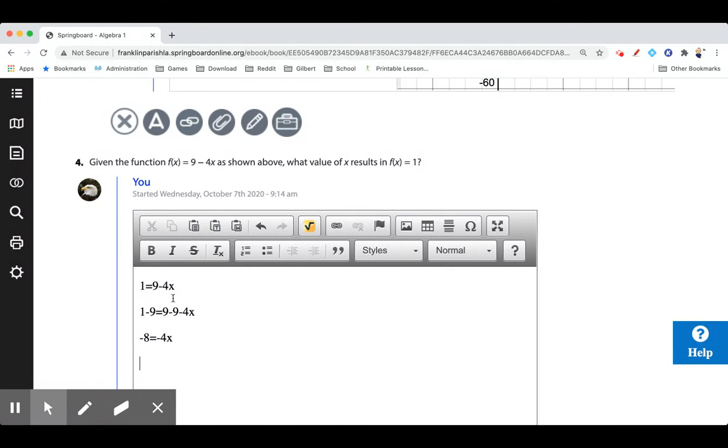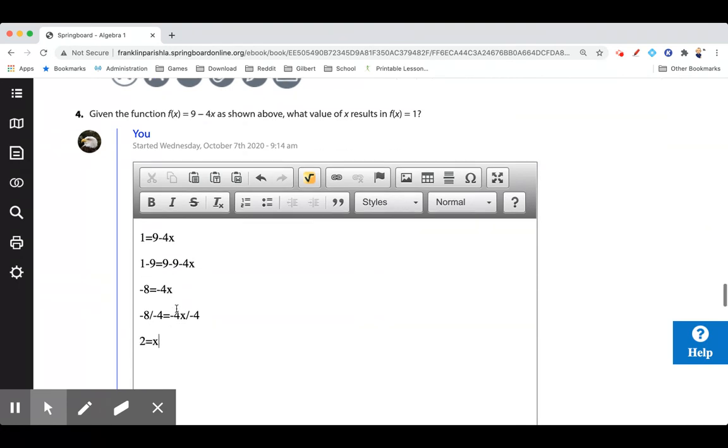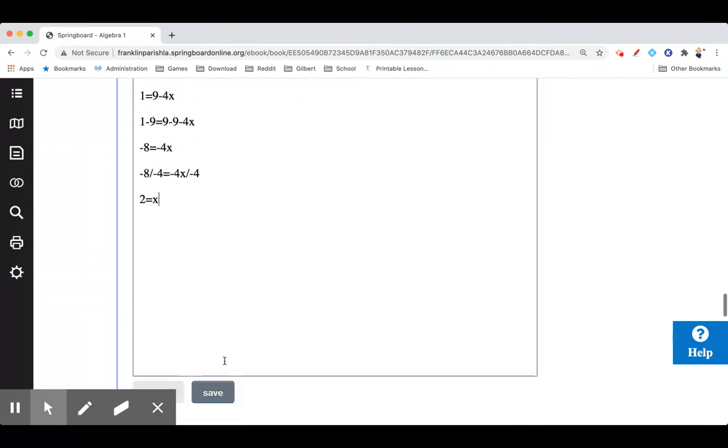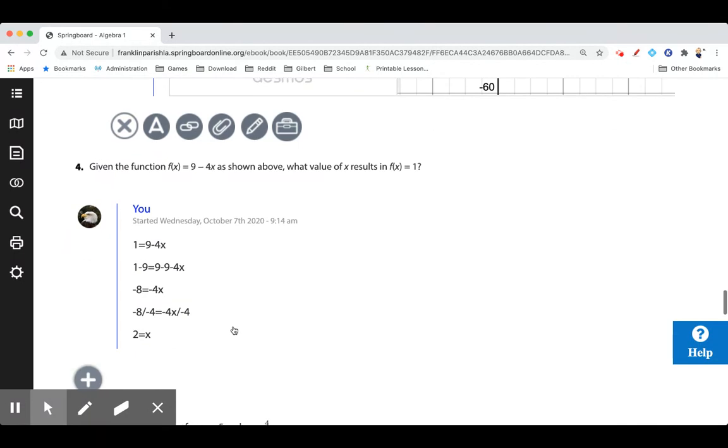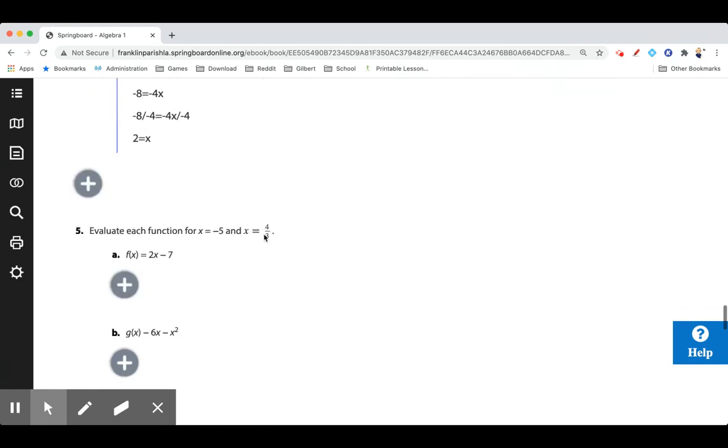Okay, we'll need to divide both sides by negative 4 to give us what x equals. Negative 8 divided by negative 4 is 2. Negative 4x divided by negative 4 is 1x, so x. 2 equals x. That will give me 1. Let's see. 4 times 2 is 8. 9 minus 8 is 1. Yes, that makes sense.